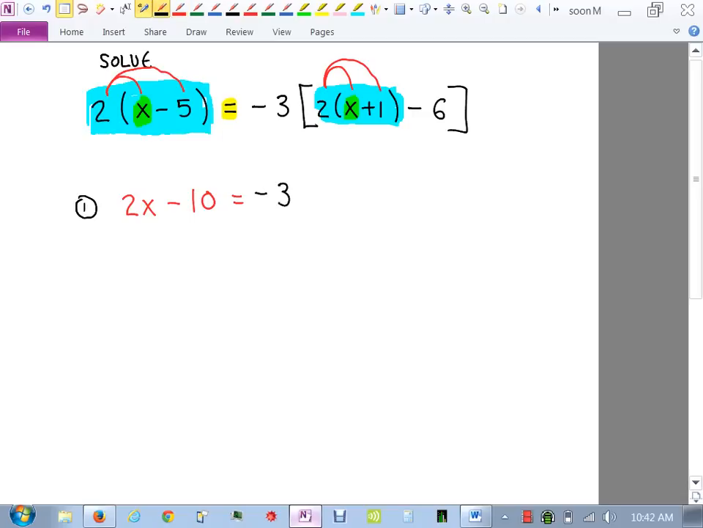Now I'm going to rewrite everything else. I have my -3 sitting out here, hasn't done anything. I still have a bracket. I've got 2x. I've got plus 2. And then I still had over here what? Minus 6.